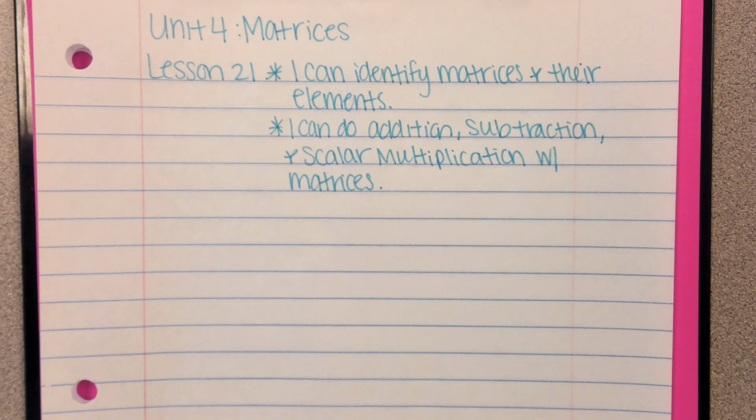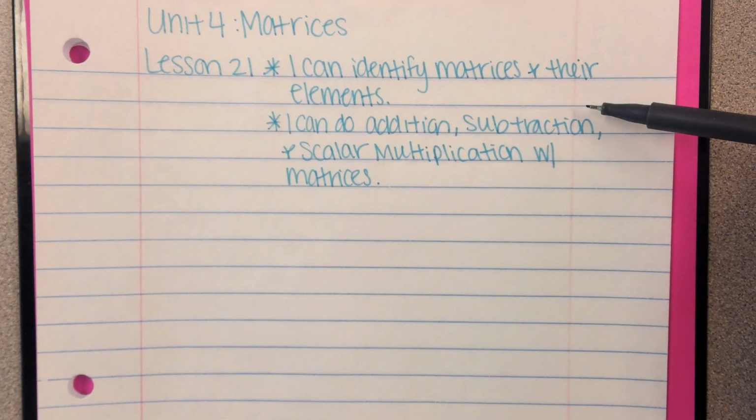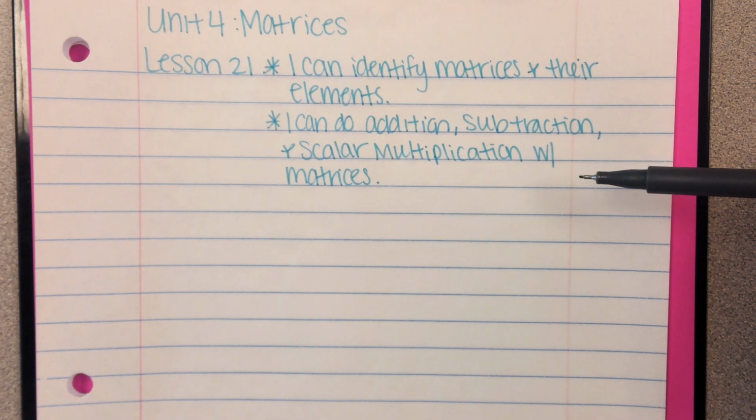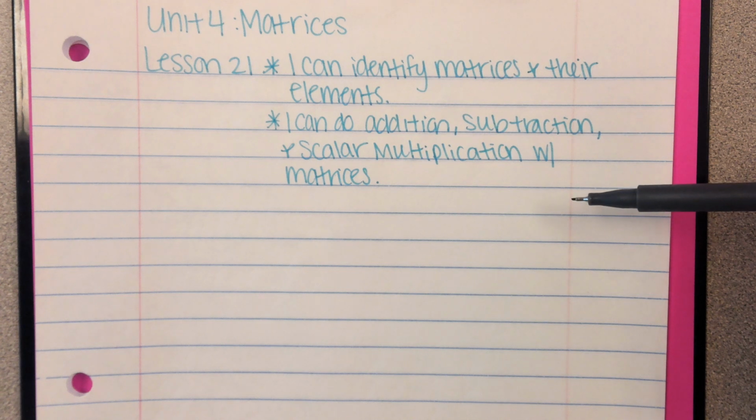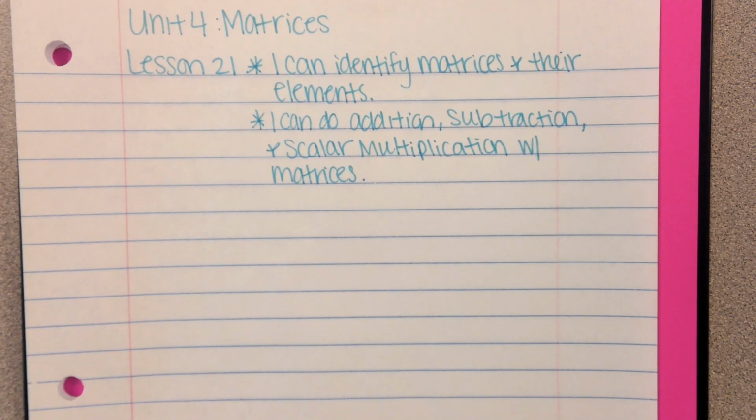So your I can statements or learning objectives today are: I can identify matrices and their elements, and I can do addition, subtraction, and scalar multiplication with matrices. Okay, so today's work is pretty easy. Since this is the first time we're talking about matrices, we do have some vocabulary that we need to look at. We need to go over some things, but then your actual addition, subtraction, and scalar multiplication is going to be pretty easy.